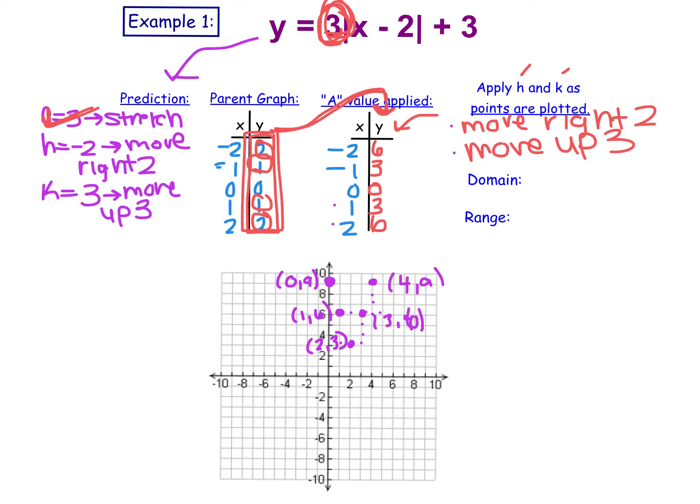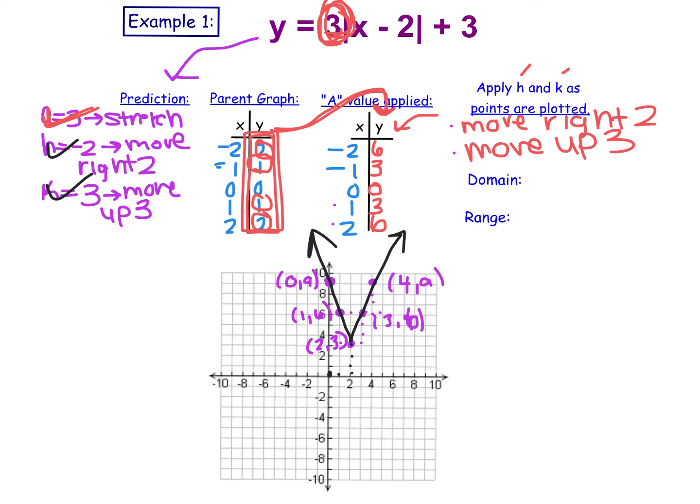So you can start to see those all going into action. So now what I can do is I can take these and I can create my graph. And what I notice here is I have a graph stretched to 3 times the original parent graph's size. And instead of having its vertex down here at 0, 0, it's moved right 2, up 1, 2, 3. So I can see I've applied all of the changes I expected to see under my prediction category.